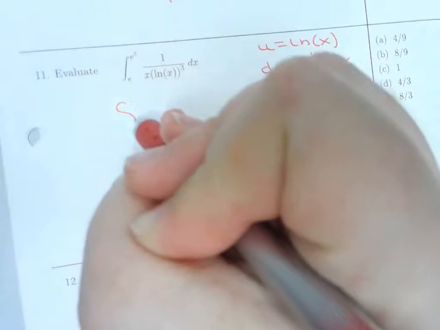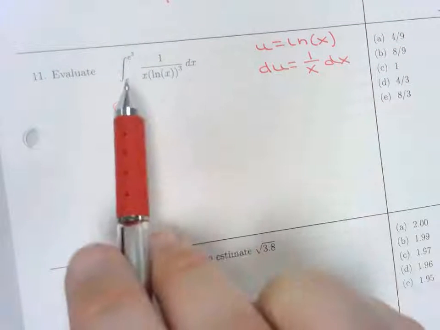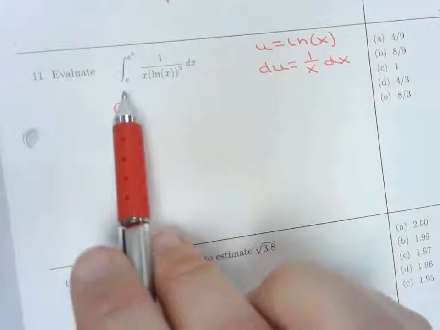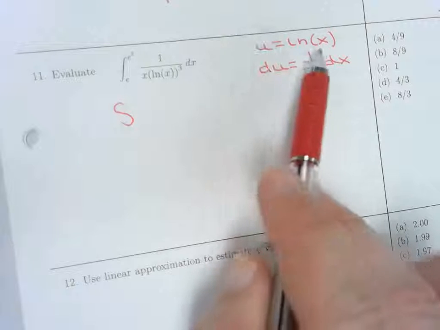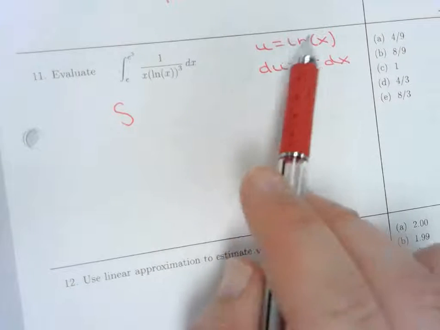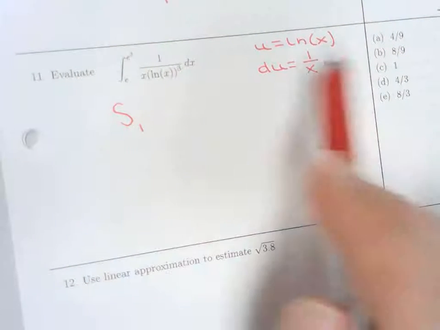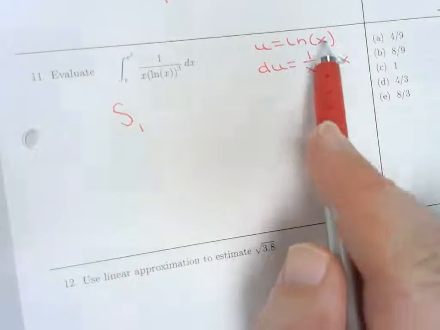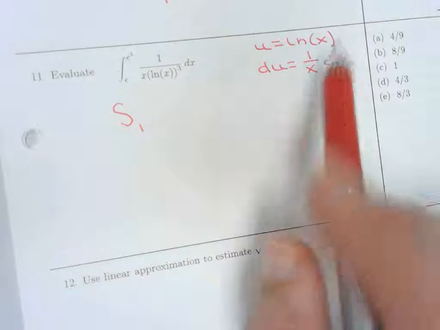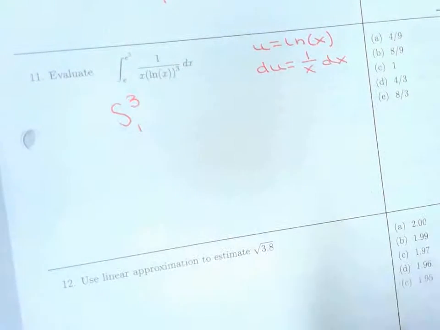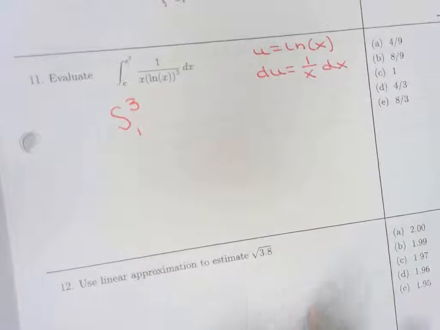So we did u sub, so I am going to switch my interval and get it in terms of u. I'm going to take e and plug it in here. Don't overthink this. ln of e is 1. ln of e cubed is 3. Any questions on that plugging in part?